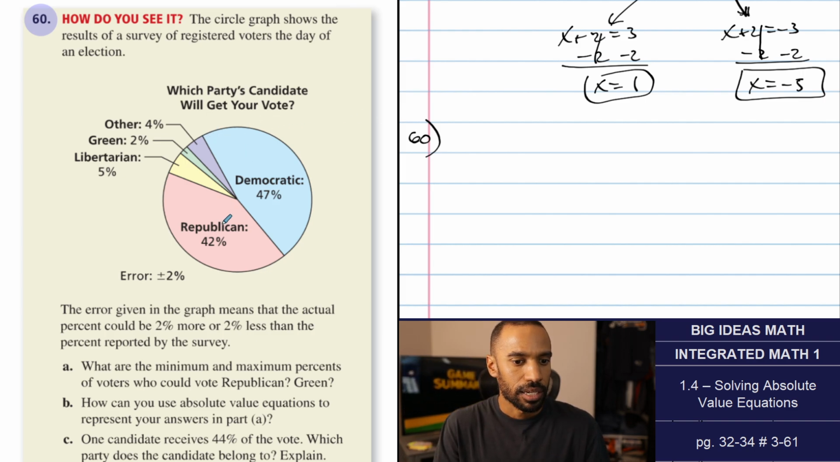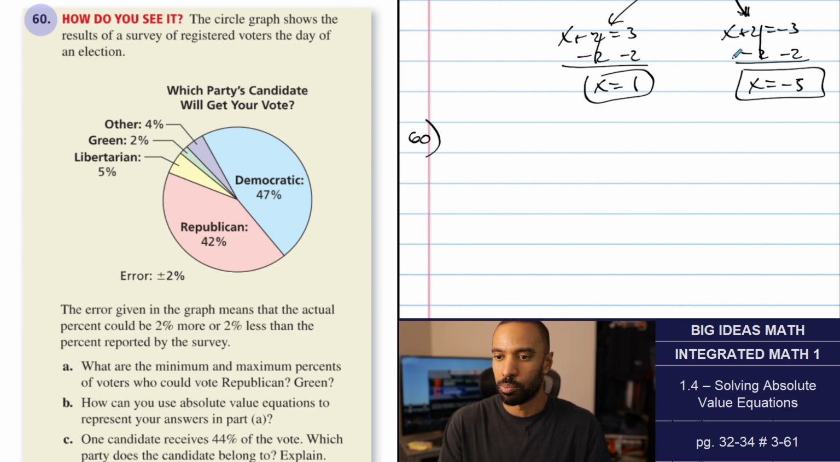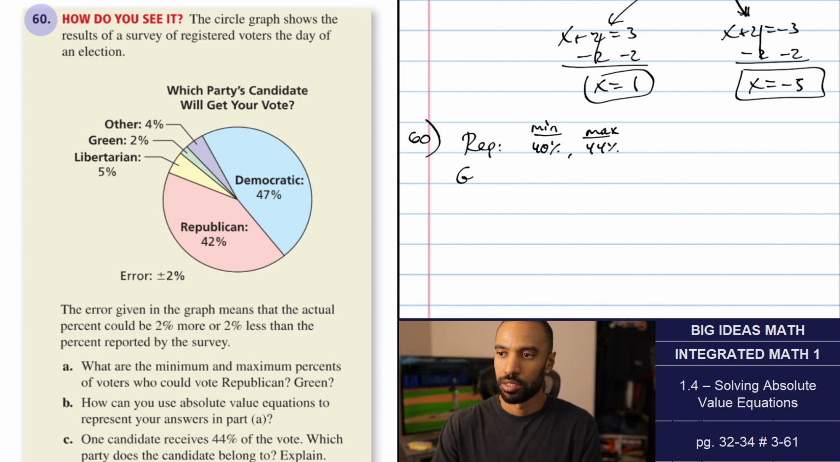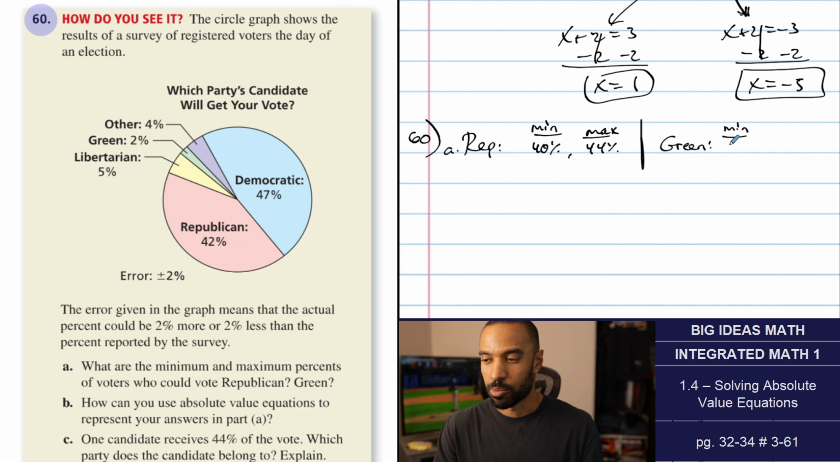So Republican can do plus or minus 2% from 42%. So Republican has a min of 42 minus 2, which is 40%, and a max of 42 plus 2, which is 44%. Green, let's do this on the right side. This is part A, by the way. Green has a minimum of 0%, plus or minus 2%, so 0% minimum, and a maximum of 4%, 2 plus 2, 4%.